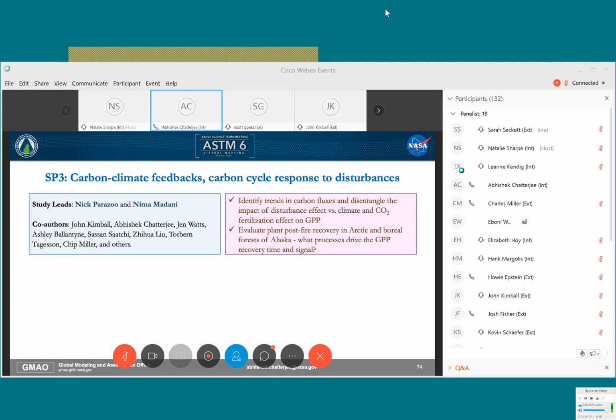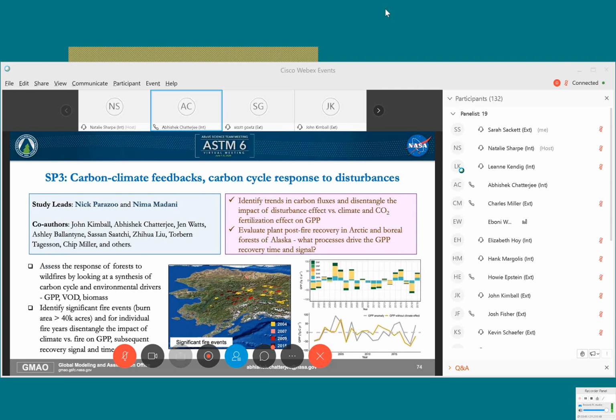The third topic that's underway is led by Nick Parazoo and Nima Madani, and it looks at carbon-climate feedback, the response of the carbon cycle to disturbance. One of the primary questions they are looking at is, can we see different trends in carbon fluxes, and furthermore, can we disentangle them based on the impact of disturbance versus climate and CO2 fertilization effects? What they started off with is looking at plant post-fire recovery in this domain, and what processes drive the GPP recovery time and signal.